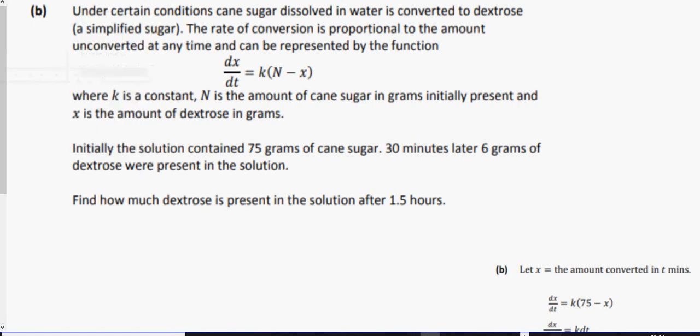Alright, here's what we're going to start off with. It gives us the formula, which is quite nice of them. Now, what does it say about N? N is the amount of cane sugar initially present. Well, look, it tells us it's 75. So N is 75, given to us right at the start.